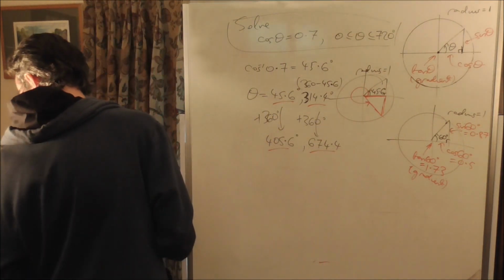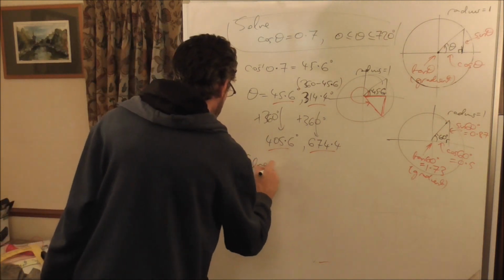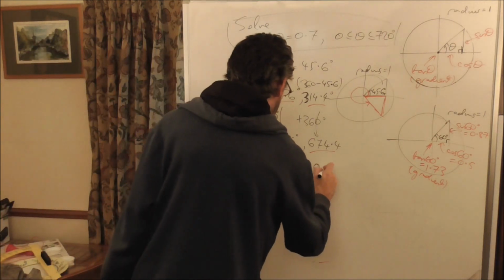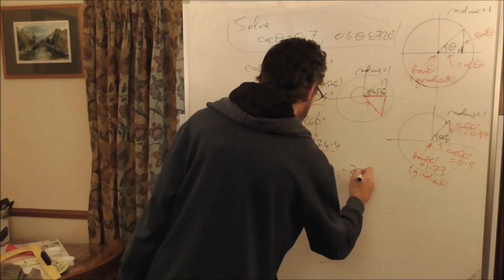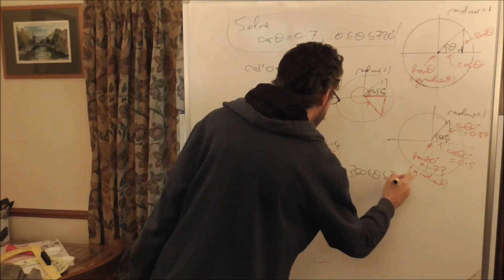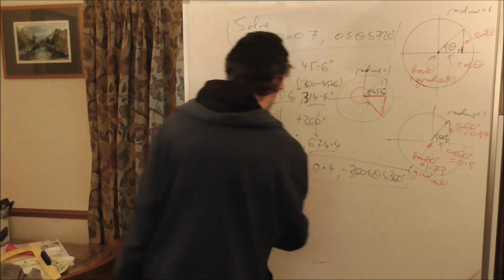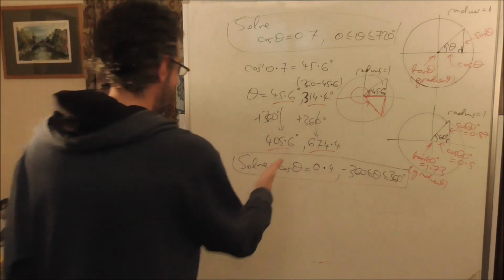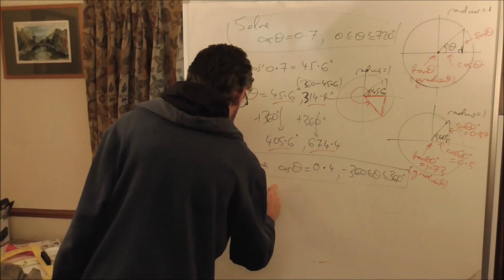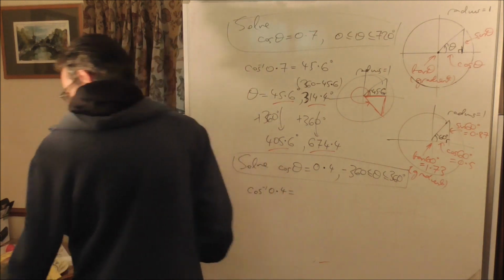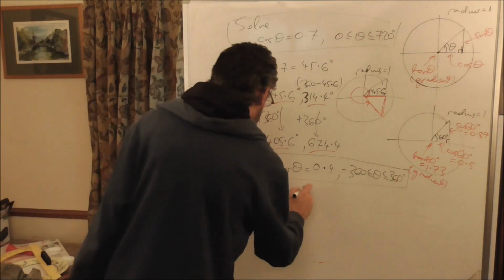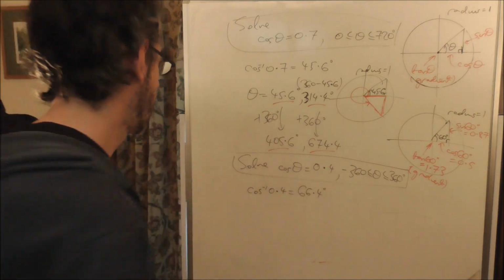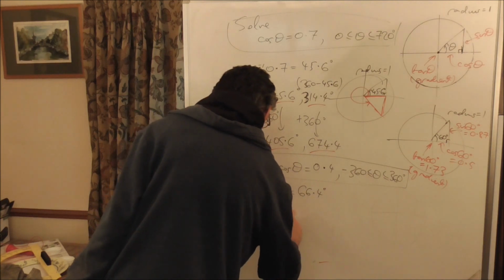Let's do another one with cos. Solve cos theta equals 0.4. I'm going to use a slightly different range now. I'm going to go from minus 360 up to 360. So again, to get the first angle, you press inverse cos 0.4 on your calculator. And you get 66.4 degrees. That is in range, so we can take that as our first solution. So 66.4 degrees.